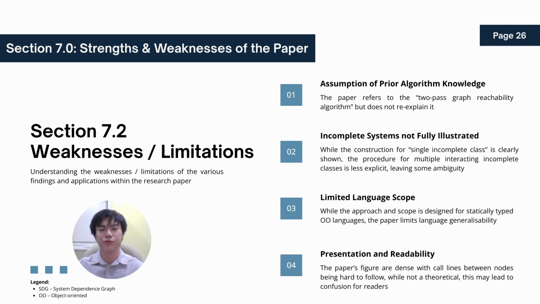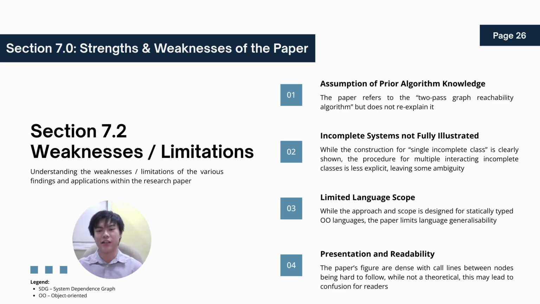The fourth and final weakness of the paper is its presentation and readability. The font used to write the paper is quite small, and the line spacing is not that big, so the words look very close to each other and it may be hard to differentiate lines from each other. Another example of this weakness will also be the figures shown within the paper.